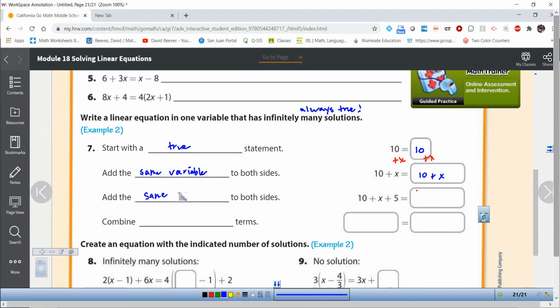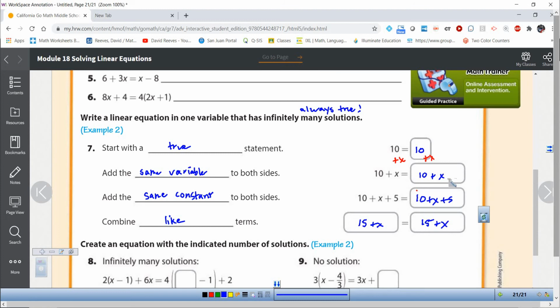Now what are they adding? Add the same constant? Is that what they want us to write? Add the same constant to both sides. 10 plus x plus 5. All right, combine like terms. So we get 15 plus x equals 15 plus x.